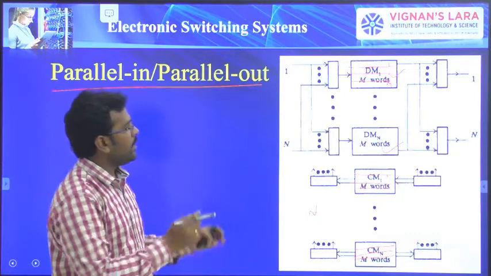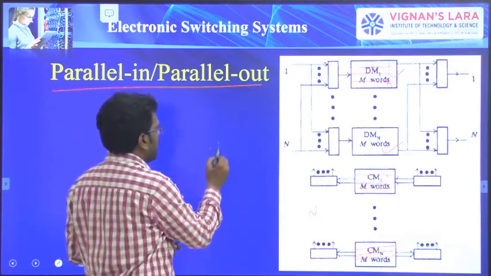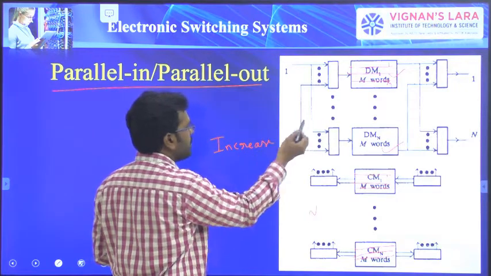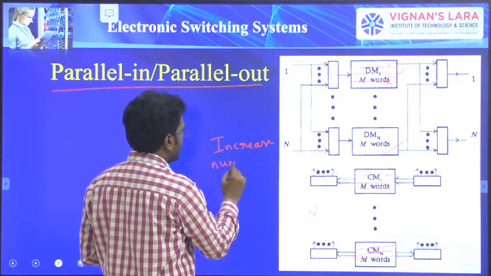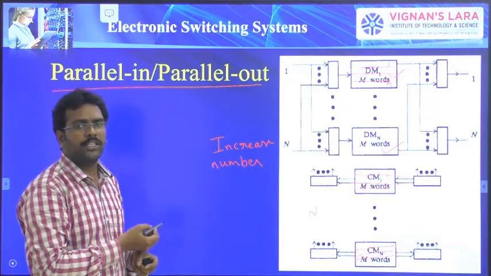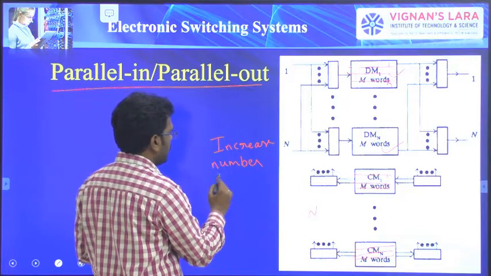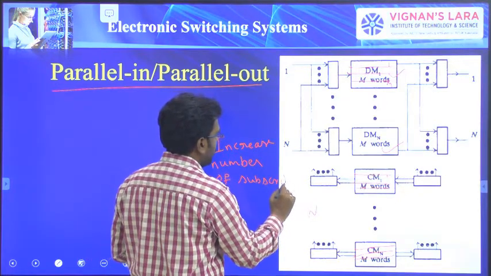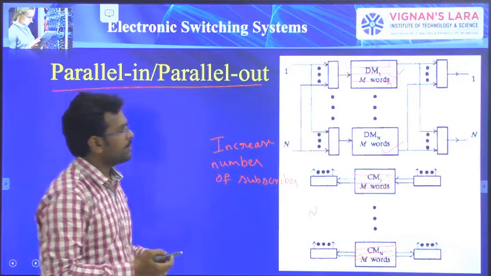Since you are dividing both the data memory and control memory separately into n modules, we can increase the number of subscribers because there is no dependency between these two. This is possible in case of the parallel configuration, which is the complex configuration. But with the help of this configuration, we can increase the number of subscribers. Here also there is a one-to-one correspondence between the data memory and control memory.